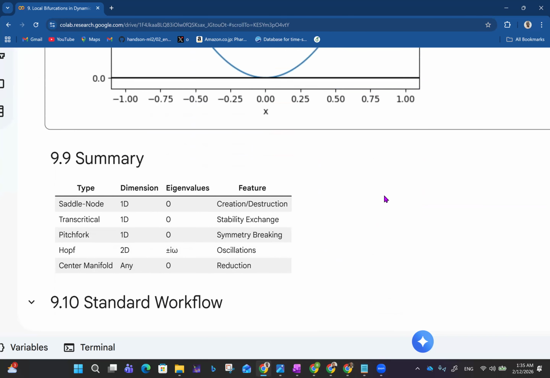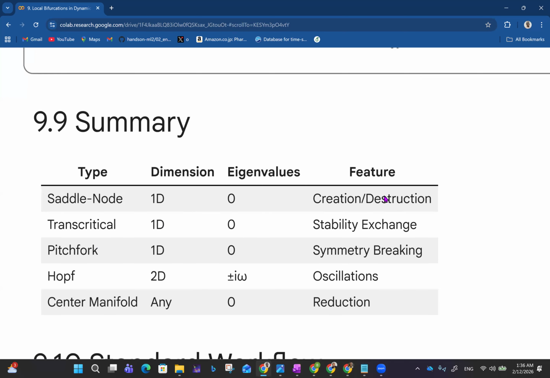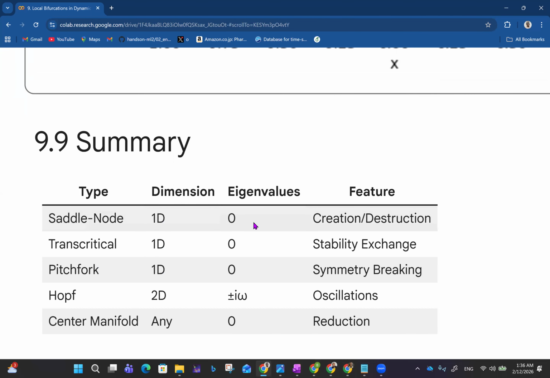So, in summary, we have the following. For saddle node, the dimension is 1, 0 eigenvalues, feature creation and destruction. Then transcritical, one-dimensional, eigenvalue 0, stability exchange happens there at 0. Then pitchfork, we have one-dimensional, 0 again for eigenvalues, and symmetry is breaking, because at a point you have symmetry breaking out. Then for Hopf, we have eigenvalues plus or minus i omega, and there you have oscillations. And for center manifold, you have any dimension at all, right? The eigenvalues are 0, and then the feature leads to reduction.